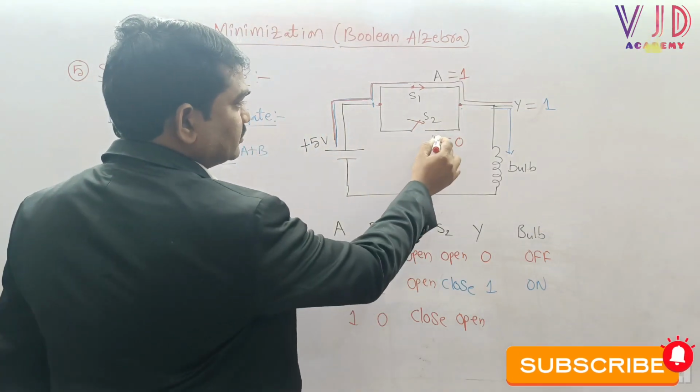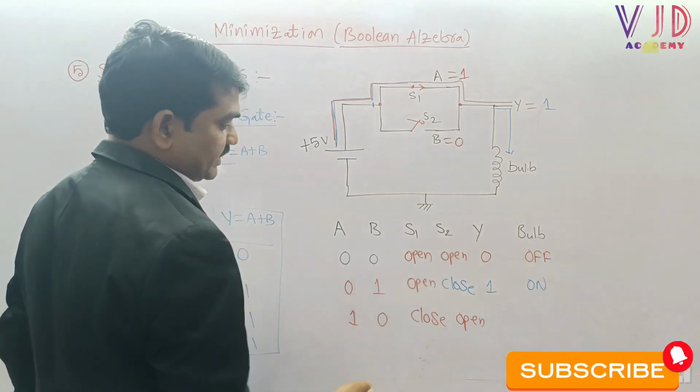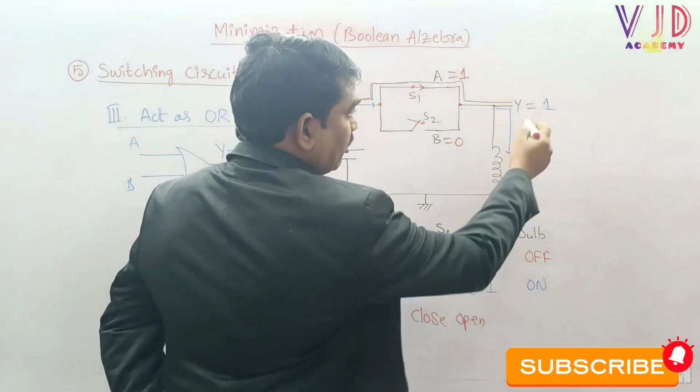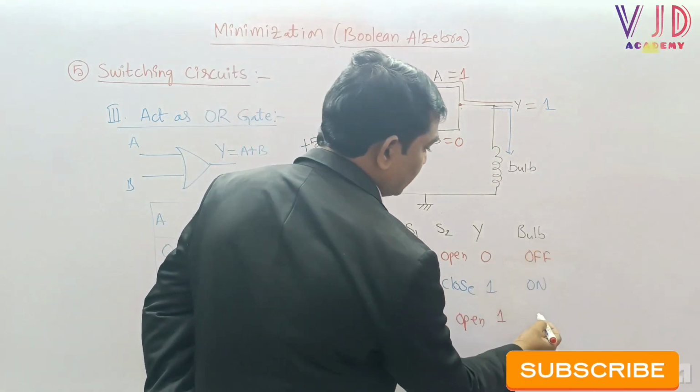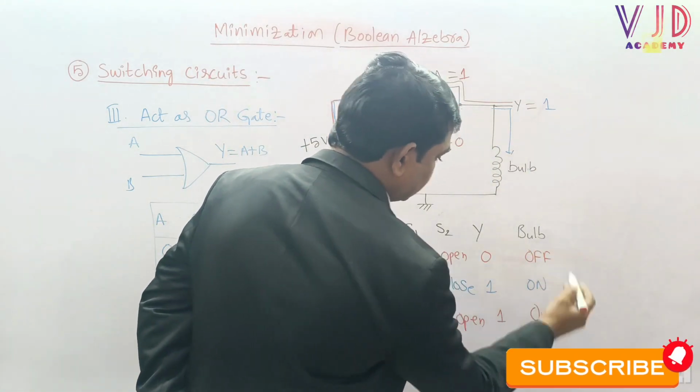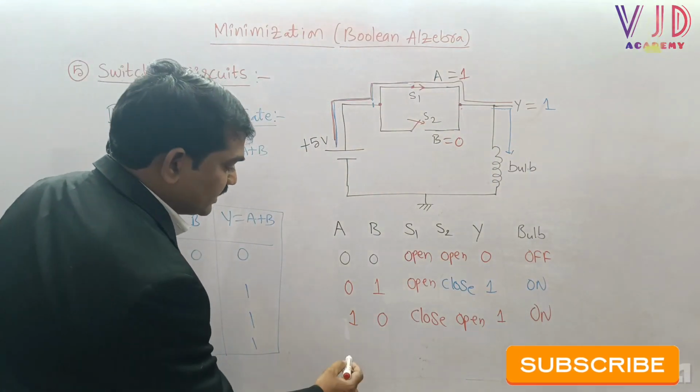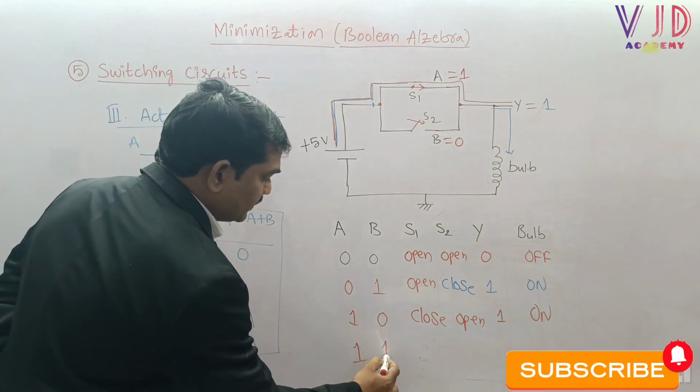Because B equal to 0, S2 is open case. Sir, now here the output is 1, and because the output is 1, we can say the bulb automatically turns on. And now the final case here, sir, A equal to 1 and B equal to 1.